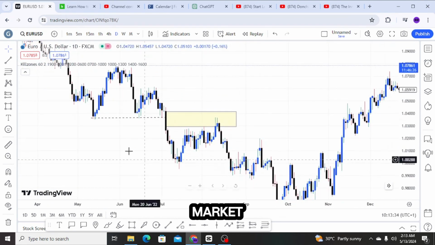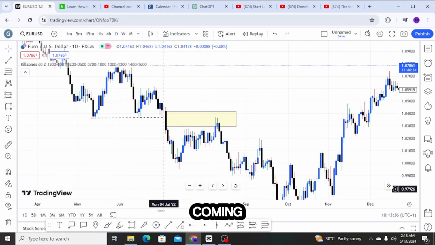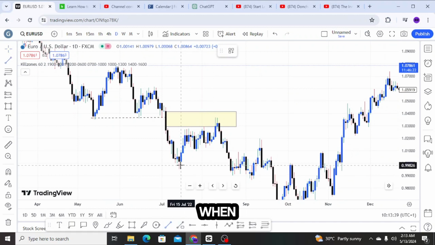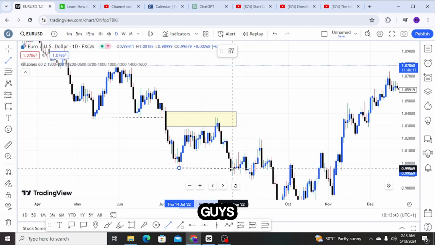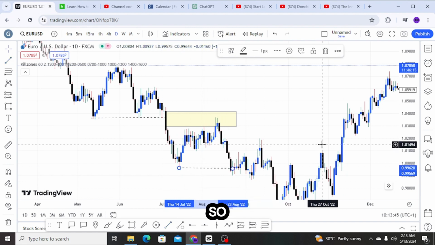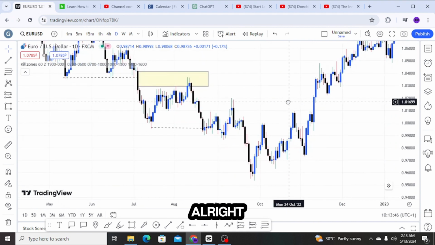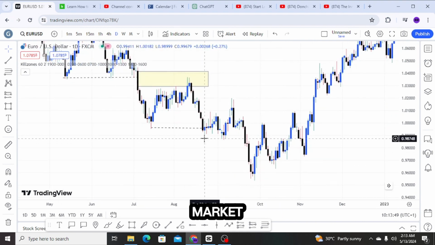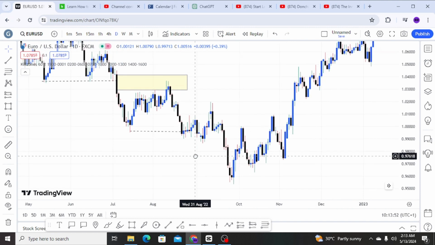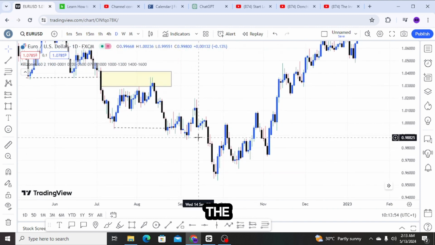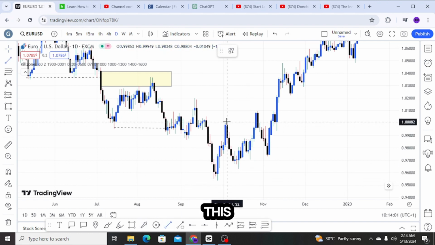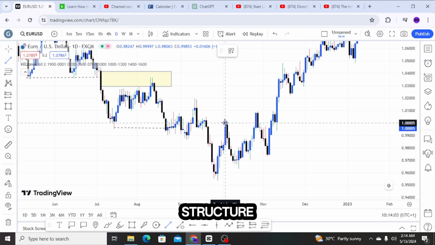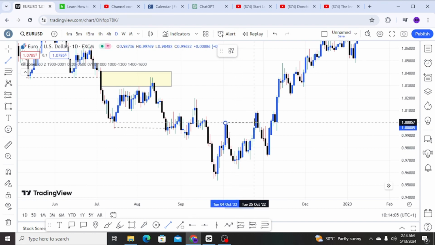Okay, so the market has been coming down this way. Let me show you guys when we have a shift in market structure. Remember, what I'm showing you is on the daily time frame, so it works in all time frames. All right, so here again the market shifted to the downside, and all these things are just the same. The only place that the market shifted in structure is at this point here.